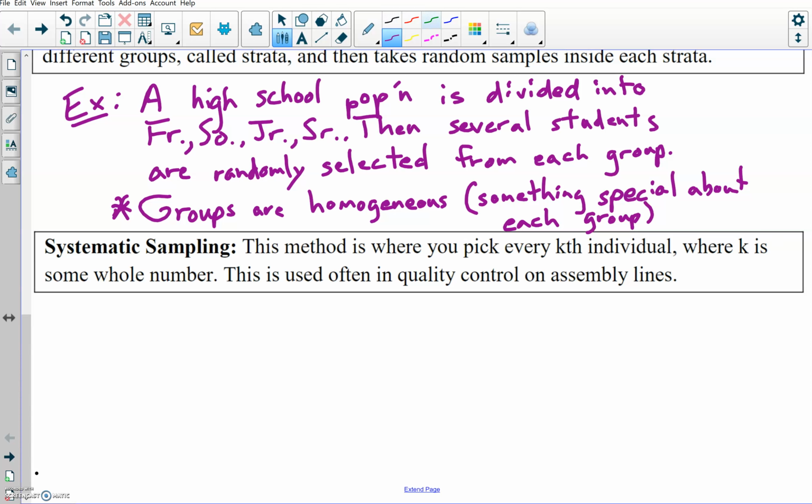Okay, so moving to the next one here, systematic sampling. This one is the easiest one to identify because there's a number pattern involved. It's a system. This method is where you pick every kth individual, maybe every third, every fourth, every 20th individual, where k is some whole number. And it's often used in quality control on assembly lines.